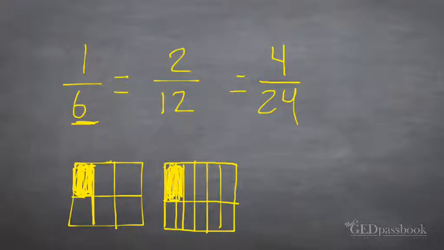So today, all we're doing is practicing our skills of multiplying the top or the bottom number to find the missing piece of the other equivalent fraction. So yeah, that's all. That's all we're going to do today.